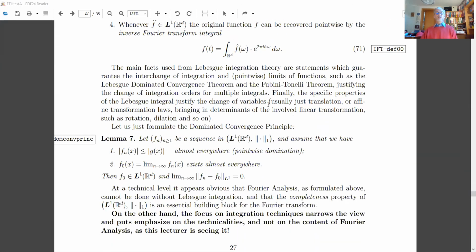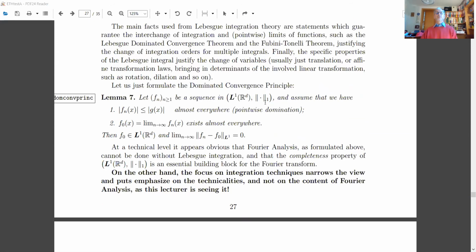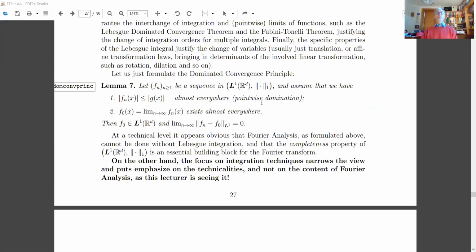Now, technically speaking, there are two things, or at least one thing that I think is very important, and why the completeness is coming in, and that's the so-called dominated convergence principle. I will not make use of it, but it's very often cited and used in standard mathematical books on Fourier analysis. So it says essentially that you can have pointwise convergence, and then the functions also converge in the L1 norm.